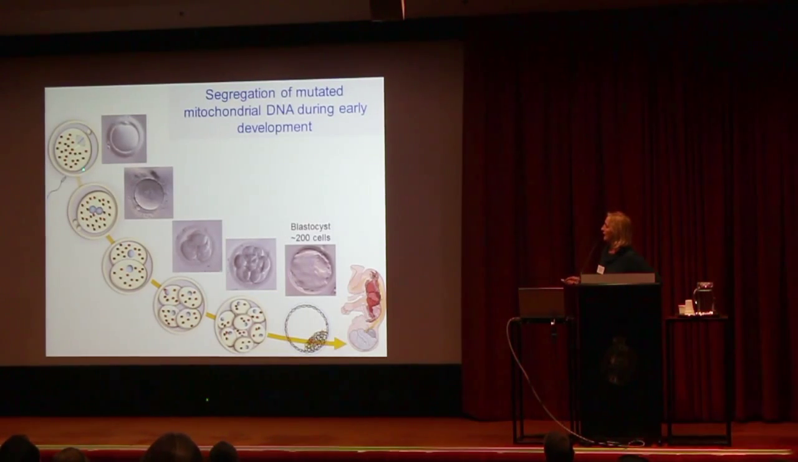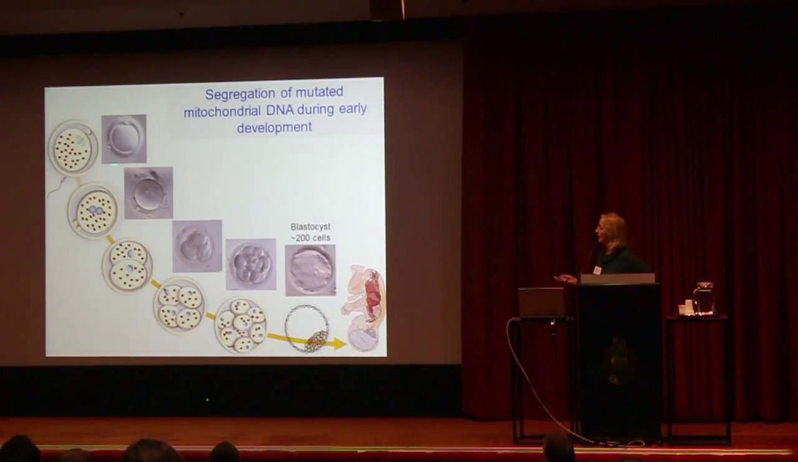So if the oocyte contains mutated mitochondrial DNA, which I show here in red, then that segregates between cells. So during this pre-implantation phase, when we get to the blastocyst stage, during each round of cell division, the nuclear DNA will replicate itself. So by the time we get down here to the blastocyst stage, each cell contains a new copy of nuclear DNA.